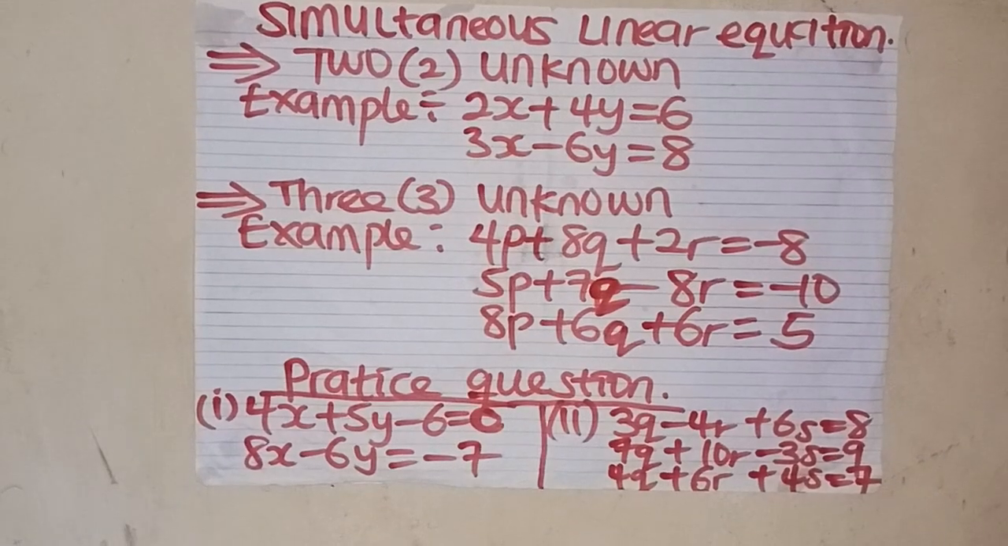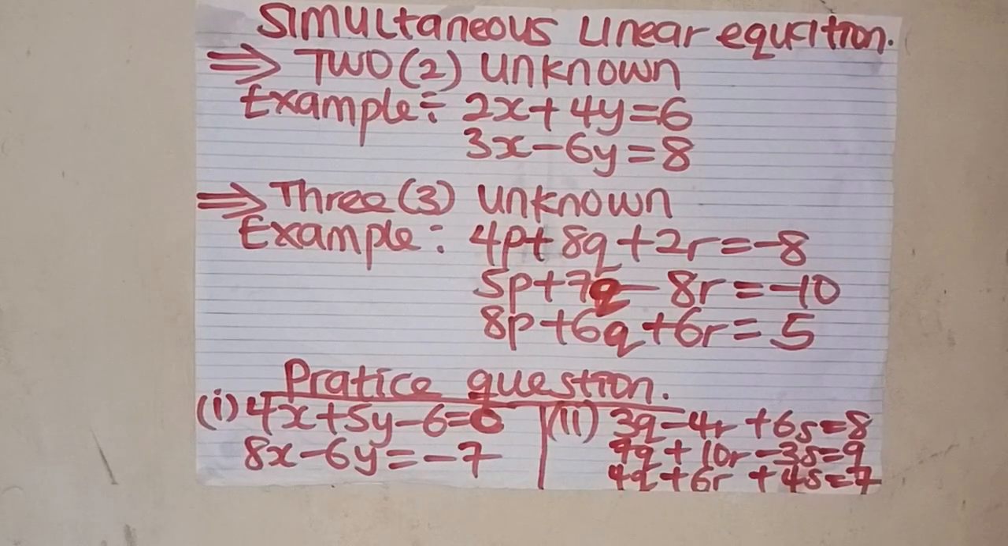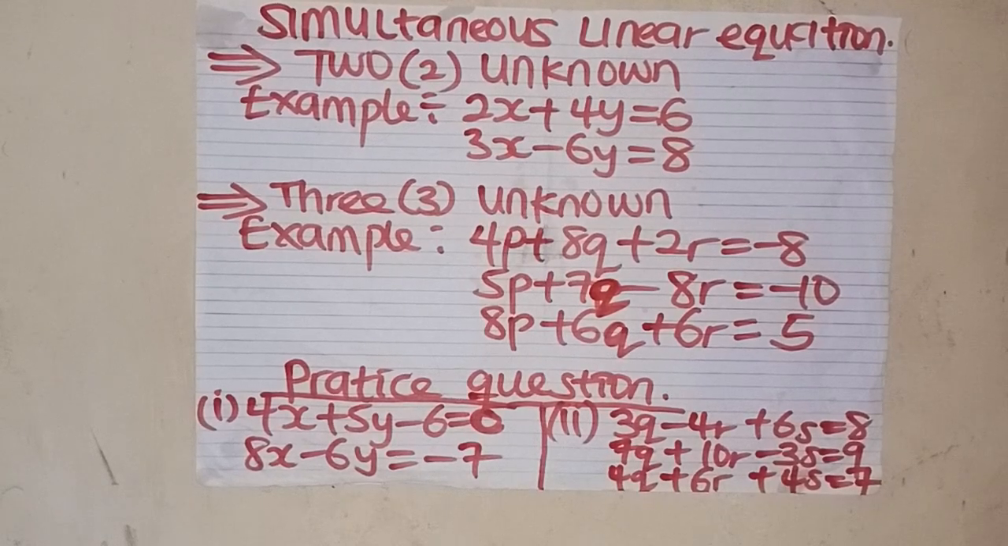Yes, today we'll be looking into simultaneous linear equations. Don't forget that we have simultaneous quadratic equations and we also have simultaneous linear equations. So we have the one of two unknowns, for example 2x plus 4y equals 6, and that is equation 1. Equation 2 is 3x minus 6y equals 8. That's equation 2.